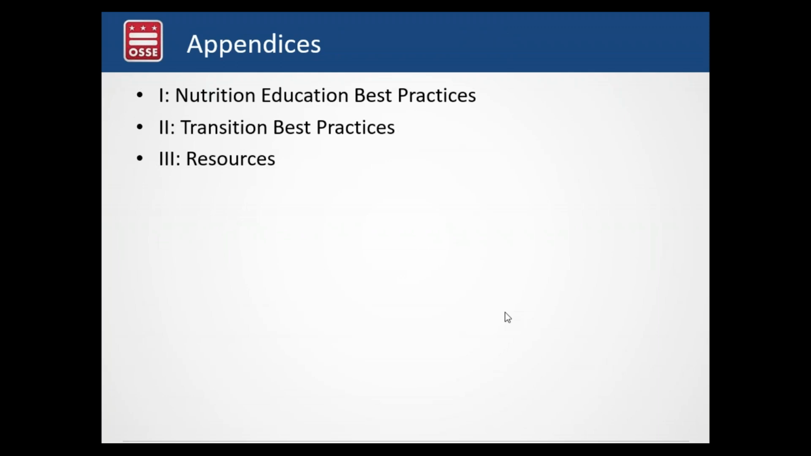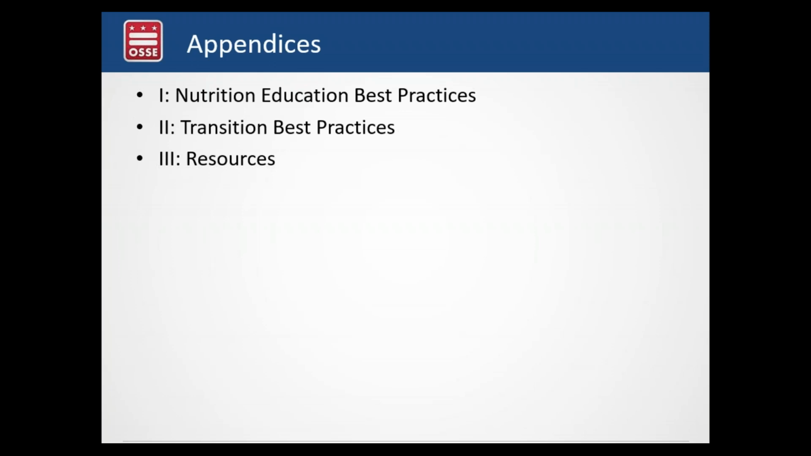Then there are 3 different appendices, and the first one is the nutrition education best practices. Again, these are aligned to the WSCC model components, and this section focuses on what the research says are the best practices around nutrition education right now. If you want to see how you're doing as far as what you're implementing, or learn about other opportunities to implement best practices, this would be a good section for you to go to.